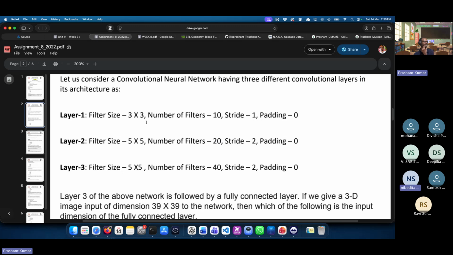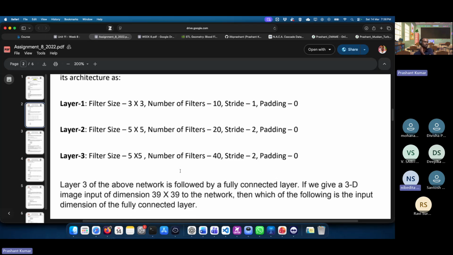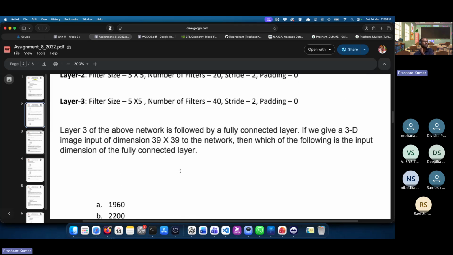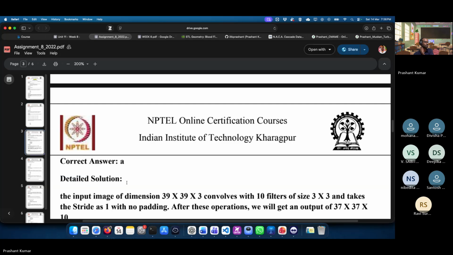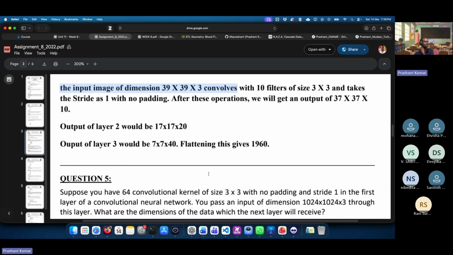So the layer outputs are 37 by 37, then 17 by 17, and then 7 by 7. And the question is which of the following is the input dimension to the fully connected layer? So you have 7 into 7 into 40. How much will it be? 49 into 40 is 1960, option A. So option A should be correct, right? Yes, option A is correct.